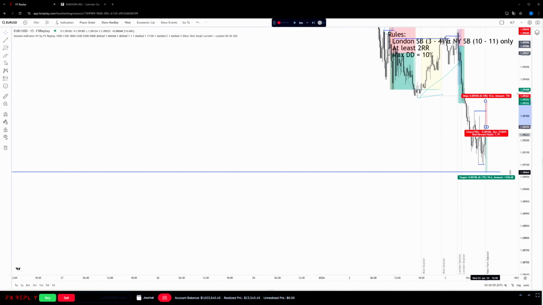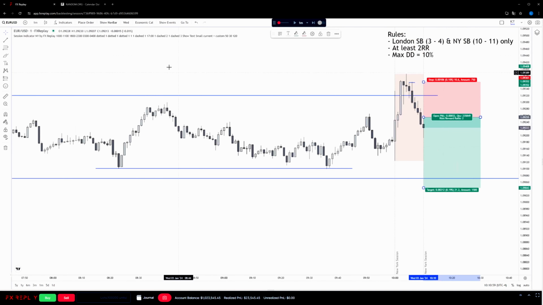Let's see if that nets us 2R. It doesn't, so let's extend this a little further just so we get to 2R. And we will manage our stop loss at break even as soon as we take out this level, because we know that might be a possible reversal point. All right, perfect. Let's see if we actually get a fill here.